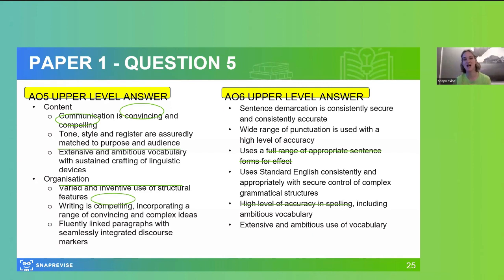And then for AO6, thinking about using lots of different sentence forms, using punctuation correctly, and making sure that you're spelling things correctly. If you are worried about your spelling, stick to words that you know, but do try and also take those chances where you can.